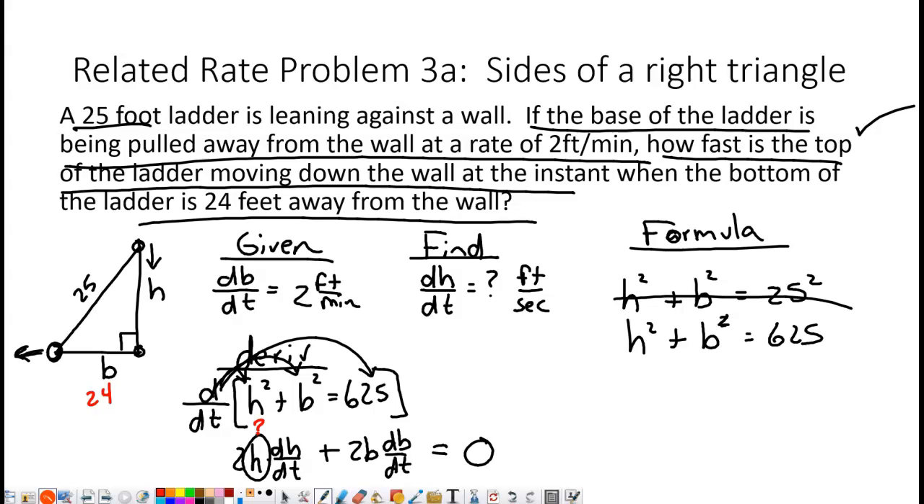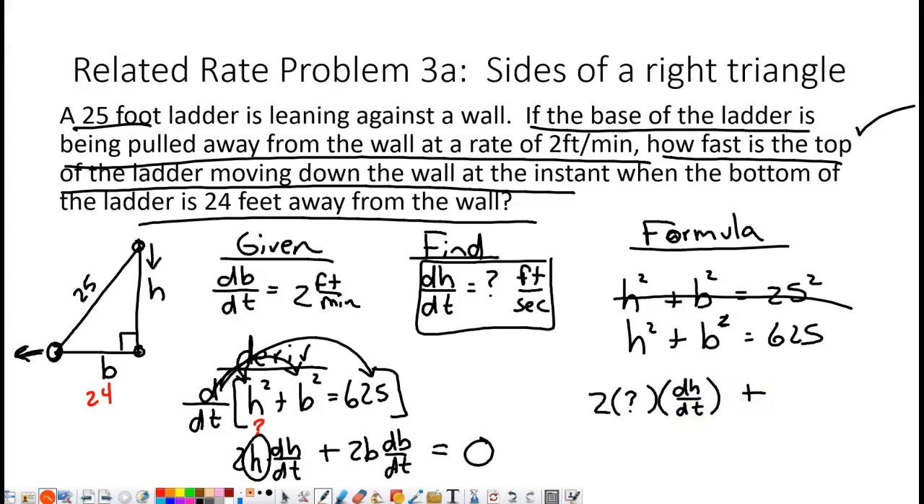So let me wait on that for a second. We'll come back to that. So we have 2h. We don't know what h is yet, but we will. How about dh/dt? Well, that's what I'm trying to find, so obviously I'm not going to know what that is right now.